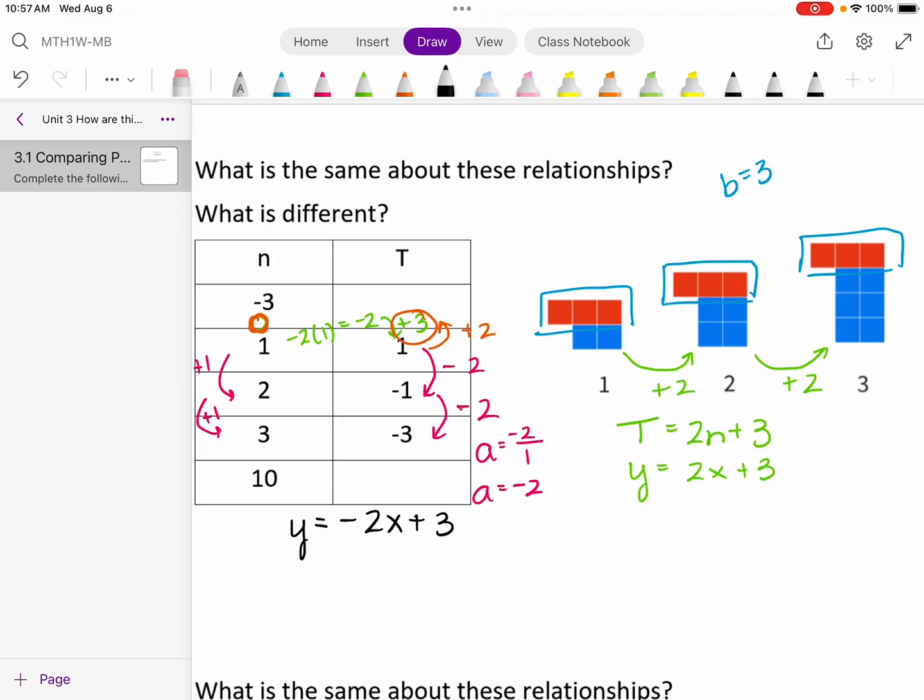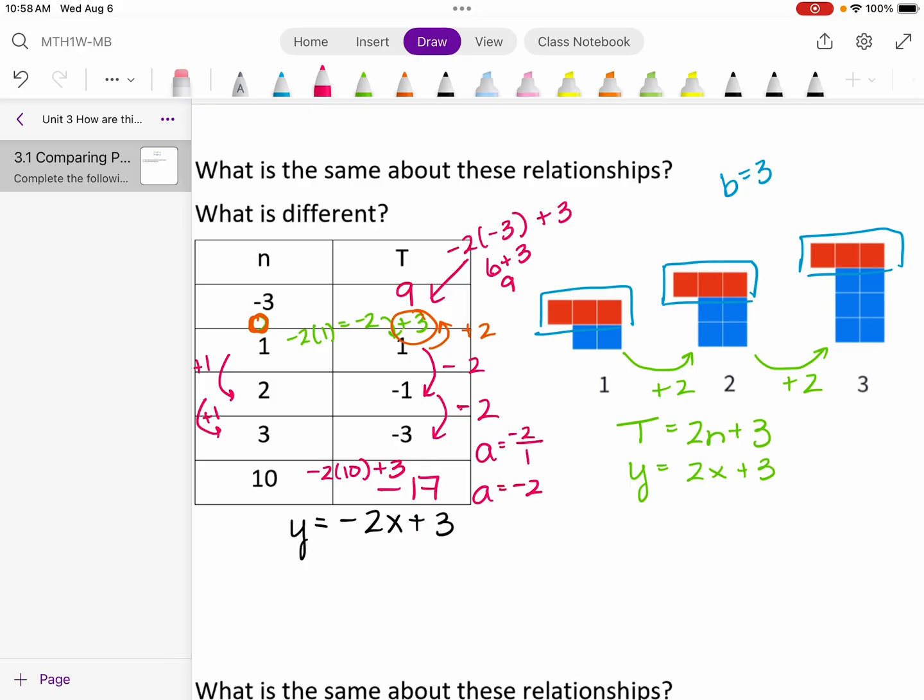If I want to figure out what's missing in these boxes here, I can take that negative 3 and put it into the formula. So negative 2 times negative 3 plus 3. That gives me positive 6 plus 3. So this box should be 9. And this one here, negative 2 times 10 plus 3. That's going to give me negative 20 plus 3, which gives me negative 17 in this box.